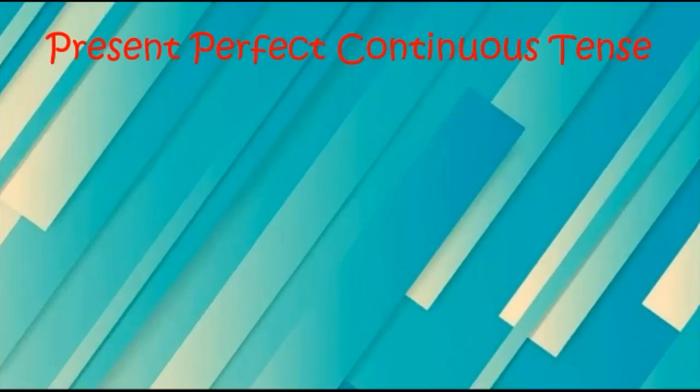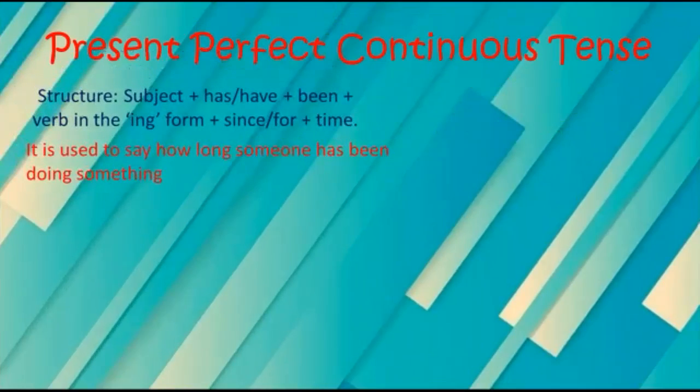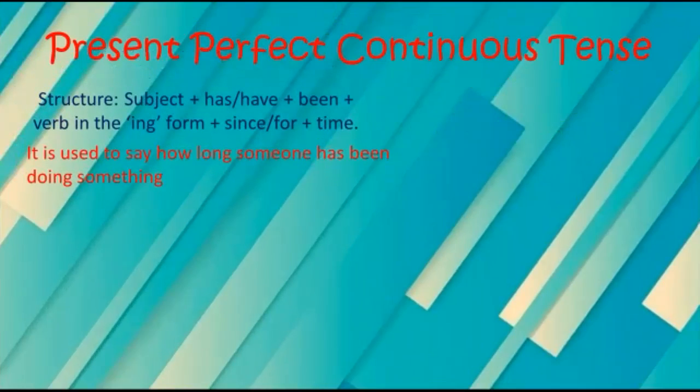Next is present perfect continuous tense. Its structure is subject plus has or have plus been plus verb in the ing form plus since or for plus time. It is used to say how long someone has been doing something. So the action would have started in the past and it has ended, but it is showing the continuity of the action, how long it continued.